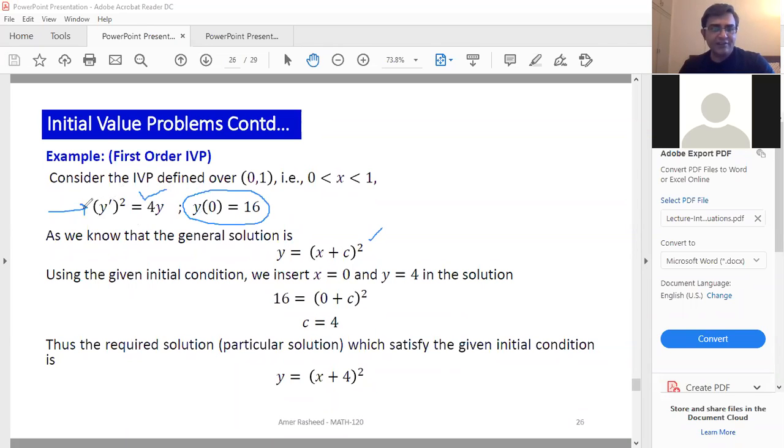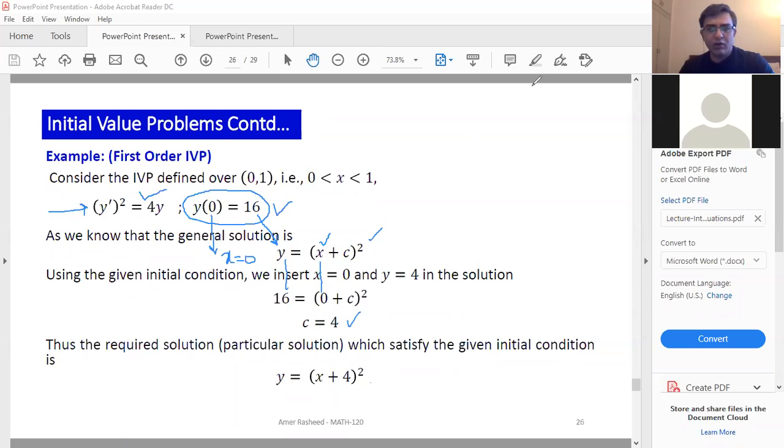Because it satisfies this. So if we use this initial condition, how can we use it? y of 0 is equal to 16 means we insert x equal to 0 here, and y equal to 16. We have values of x and y both. If we insert x equal to 0 here and y equal to 16 here, we can get c equal to what? c is equal to 4.